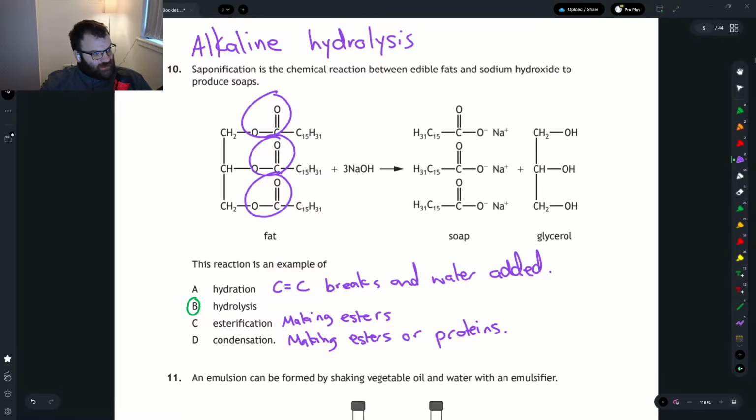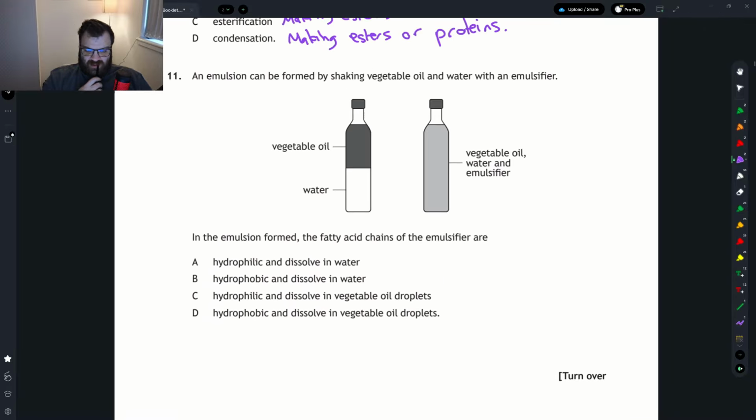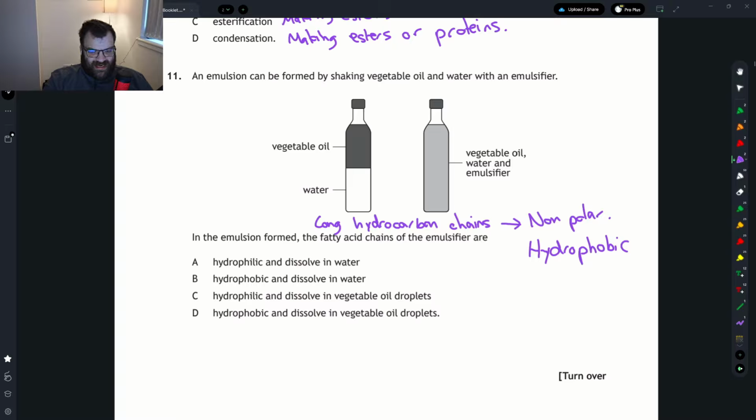Next up, we have got number 11, and we're asked about emulsifiers. So fatty acid chains, these are long hydrocarbon chains. That makes them non-polar. And that means they do not like water. They are hydrophobic. So hydrophilic would dissolve in water. So that's a correct pair of terms, but not for this question. They are opposites. Hydrophobic means it doesn't dissolve in water. Hydrophilic means it likes water, so it wouldn't like oil. Hydrophobic means it dissolves in non-polar substances like vegetable oil.